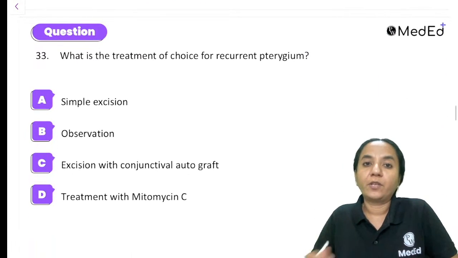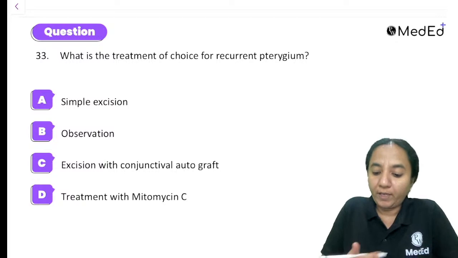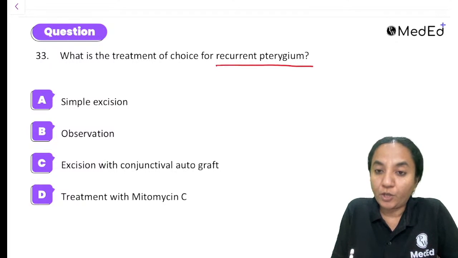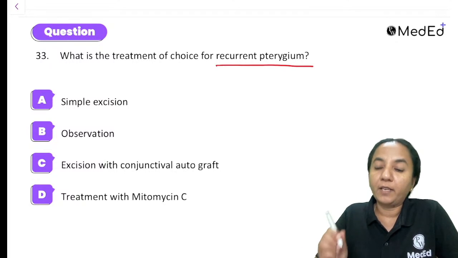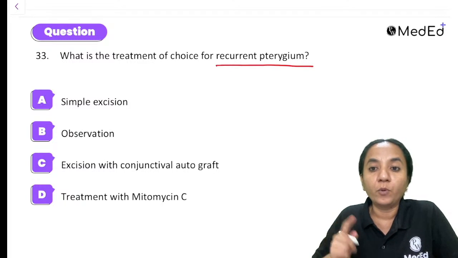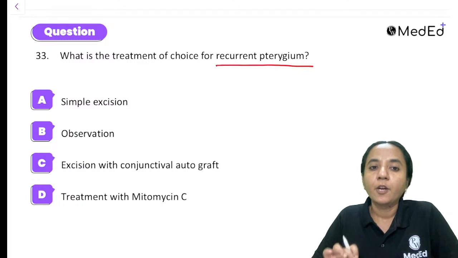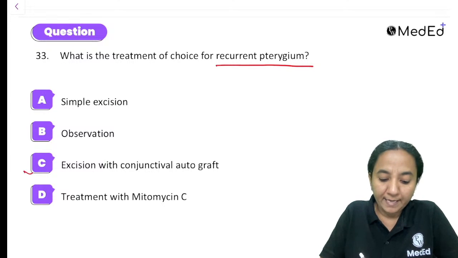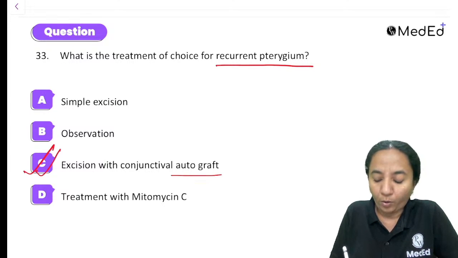Next question. What is the treatment of choice for a recurrent pterygium? So the treatment of pterygium is excision, and the most common complication is recurrence. To prevent the recurrence, what is the best method? The best method is excision with conjunctival autograft.